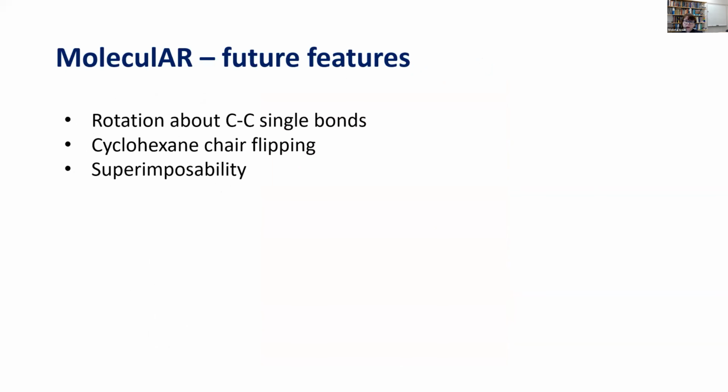When it comes to what I would like the app to do in the future, rotation about CC bonds would be a good thing. Then students can actually do in the app what they do with the molecular model. If they forget their molecular model kit, or don't want to use it, it would be a way for those two to complement each other or replace each other.